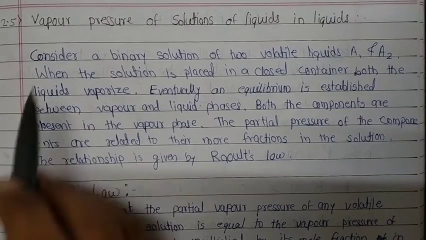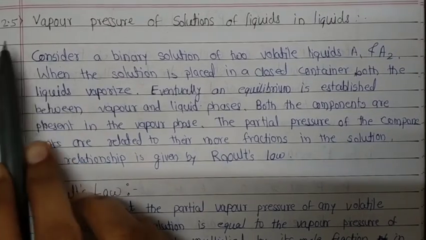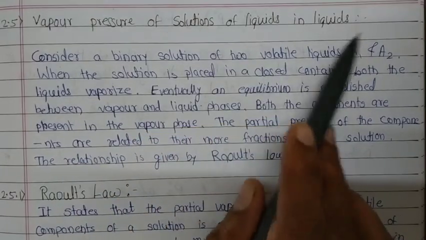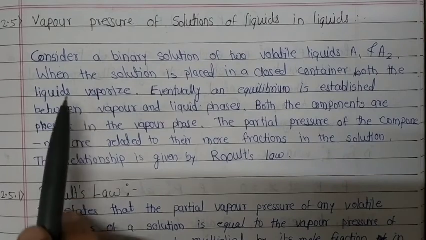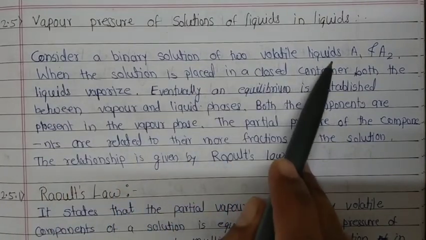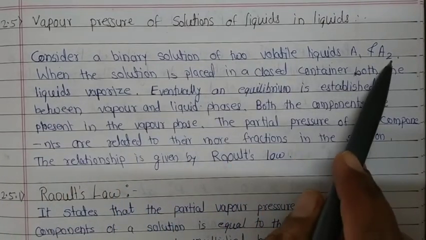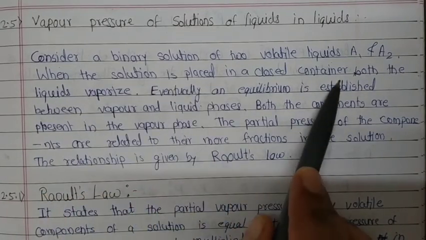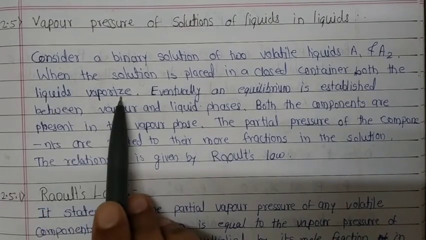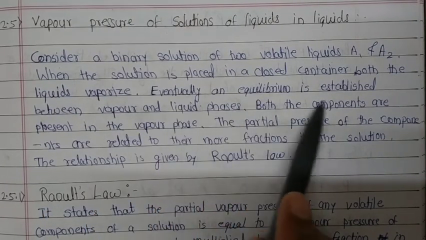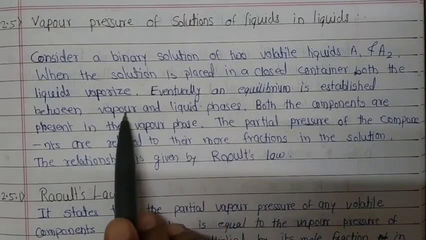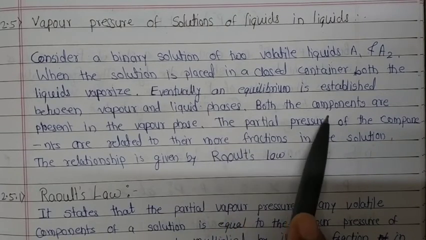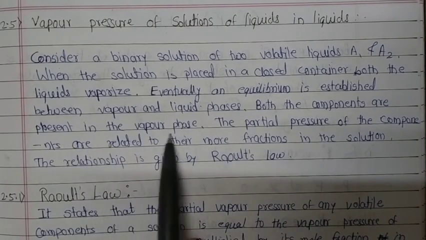Students, we are studying the unit Solutions, in which the next point is vapor pressure of solutions of liquids in liquids. First, consider a binary solution of two volatile liquids, A1 and A2. When the solution is placed in a closed container, both the liquids vaporize. Eventually, an equilibrium is established between vapor and liquid. Both the components are present in the vapor phase.